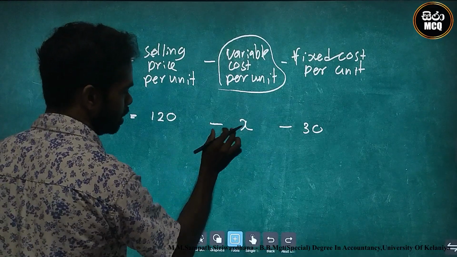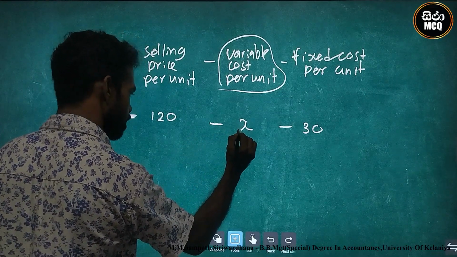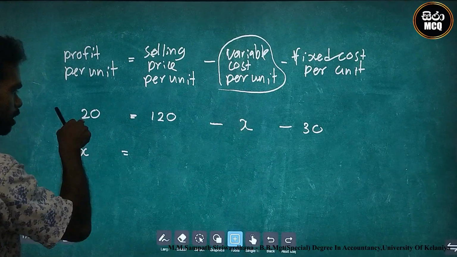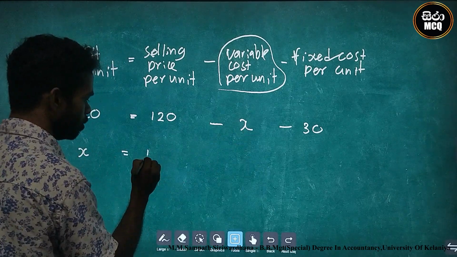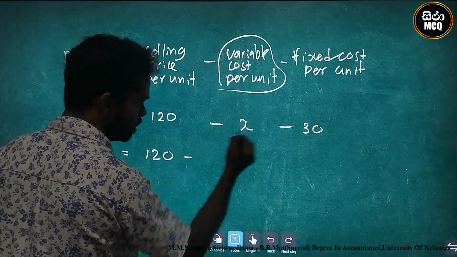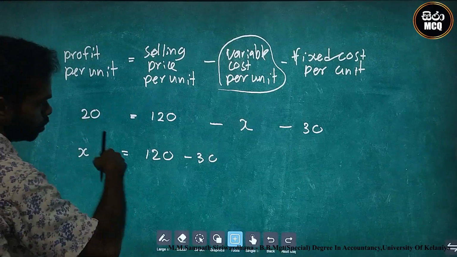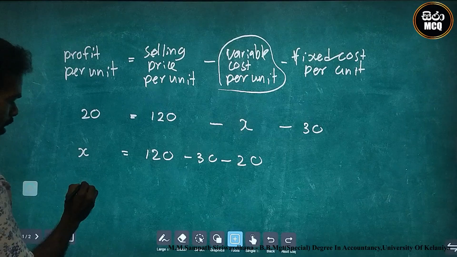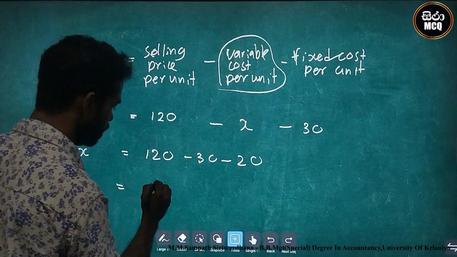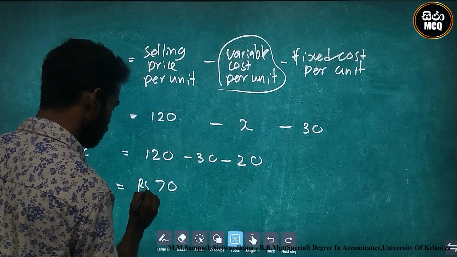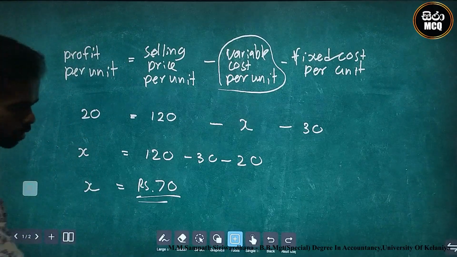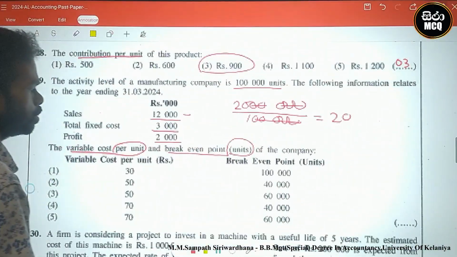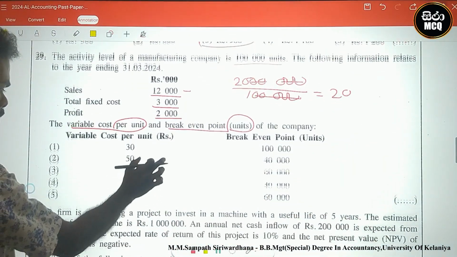We can find X. X is minus, no? Therefore I carry this to this side. X equals the 20 carried to this side, 120 minus 30, and this goes to the opposite side. Therefore I write minus 20. There is the answer. X is 70 rupees, the unit variable cost. Unit variable cost is 70.